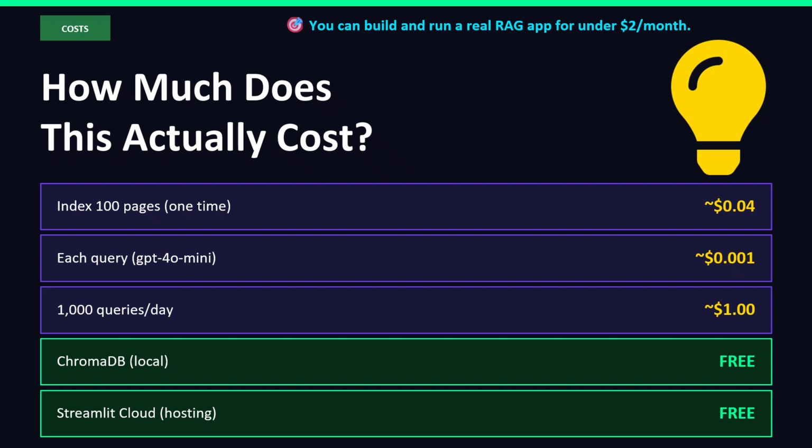You can run a real RAG app serving real users for under $2 a month in API cost. That's less than your morning coffee. There's no excuse not to build this.